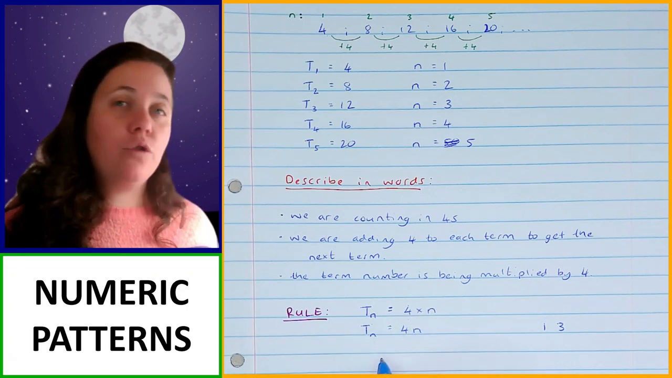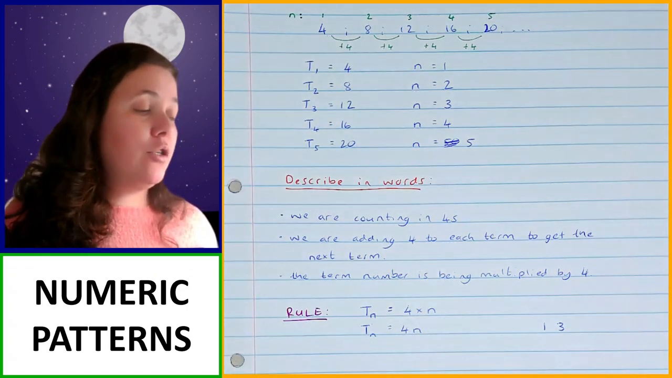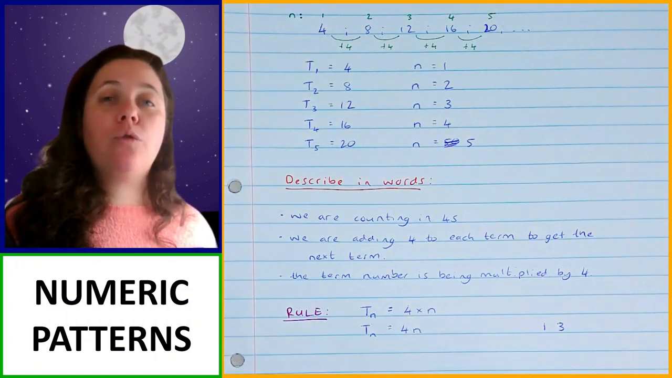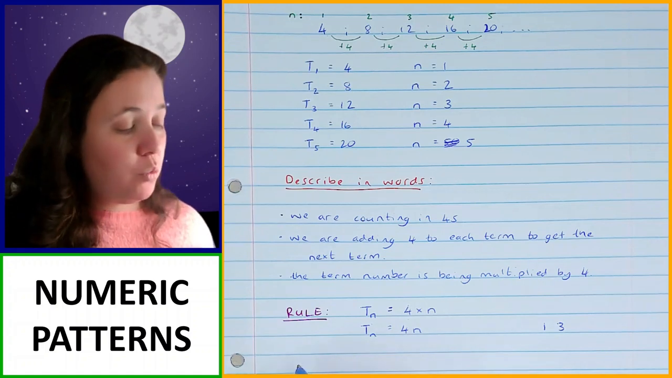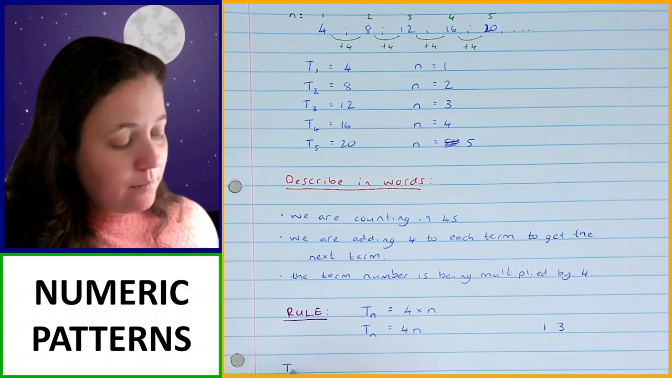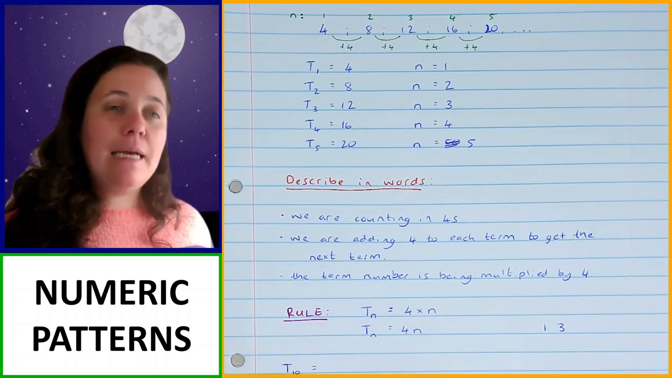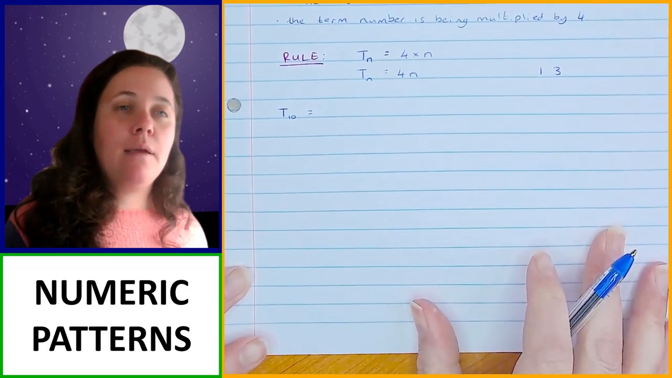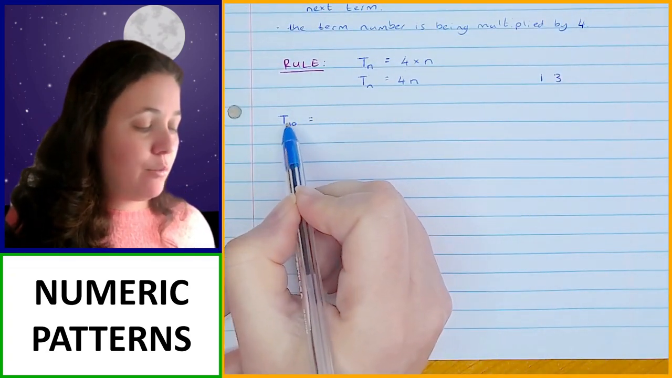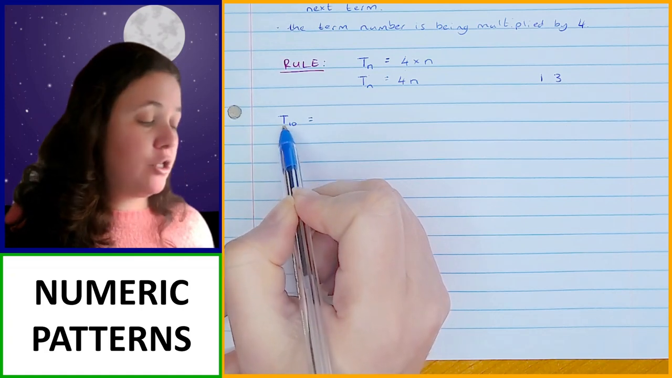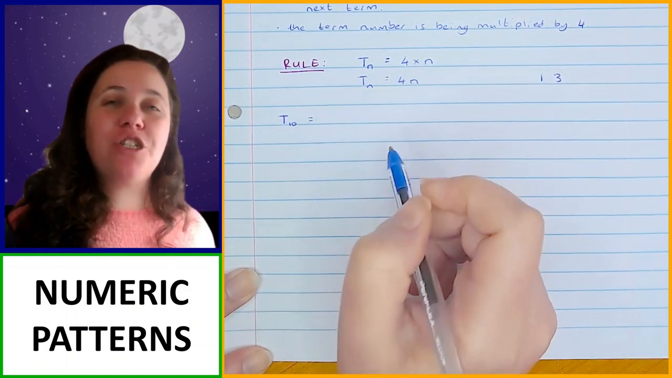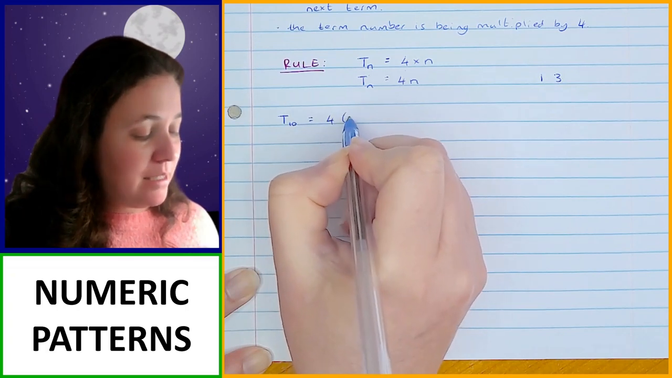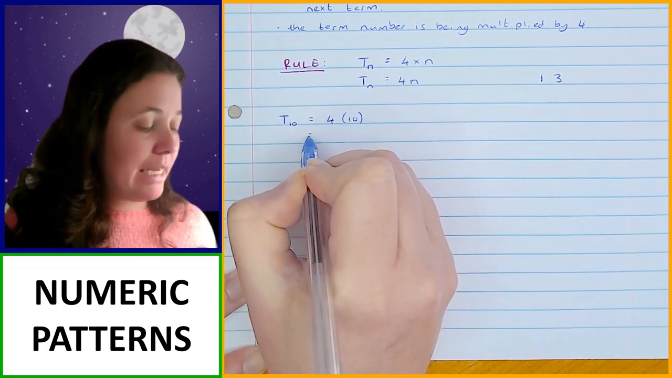Now, I can use this rule to work out the value of any term in my pattern. I can use this rule to work out the 10th term without having to work out all the terms that lead up to that. I can use this rule to work out my 100th term without having to work out all the terms that lead up to that. So let's use it quickly to work out the 10th term. In that case, I would be saying t10 is equal to, okay, remember this number over here tells me my term number, so I want the 10th term. And the n is the position of the term, so it's going to be 4 times 10, okay, and that gives me 40.